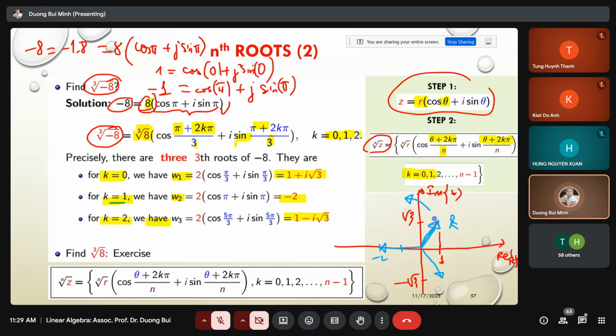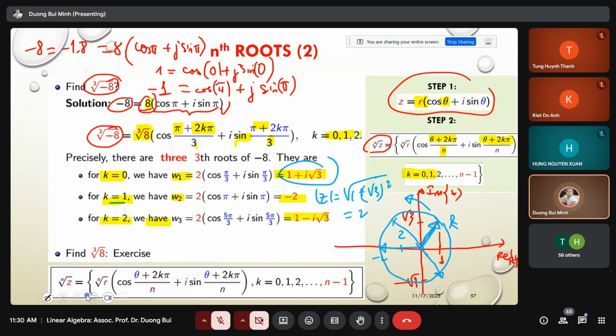Of course, the magnitude is 2. So this is a circle with the radius of 2. That means the absolute value of z is the square root of 1 plus square root of 3 squared, which is 4, so you get 2. So this is the circle with the radius of 2.